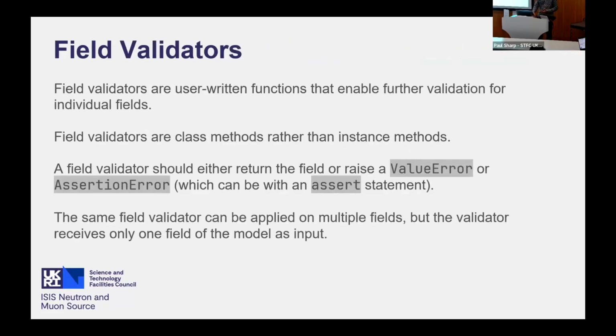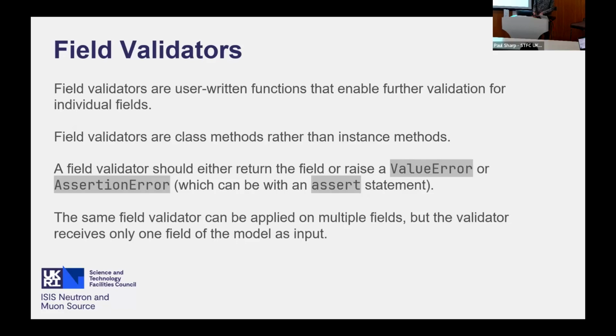And this is where field validators come in. Field validators are user-written functions that allow further validation for individual fields. These methods are class methods rather than instance methods because they're called as the model is being constructed. What this routine has to do is either return the field that you're validating or raise either a value error or an assertion error. You can raise your assertion error with an assert statement or raise an assertion error, whichever you prefer. But it has to be one of those two because that's how Pydantic picks it up and records it in the list of validation errors that we saw earlier.